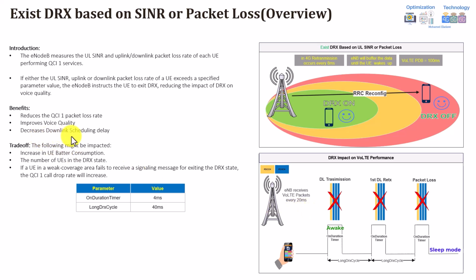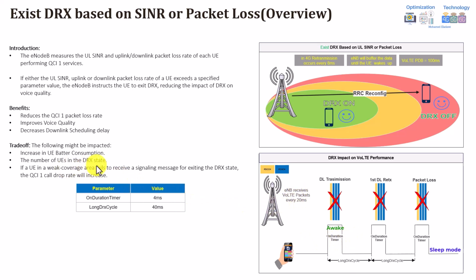So this can also improve the downlink scheduling delay or latency, because now the NLB can transmit to the users in DRX all the time, every 20 milliseconds. And in general, the voice quality can improve if the user is out of DRX, because the latency is improving, so this can even give a better voice quality. So this is actually the main advantage of this feature.